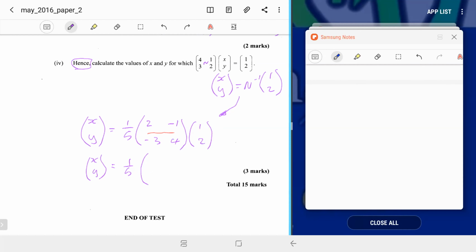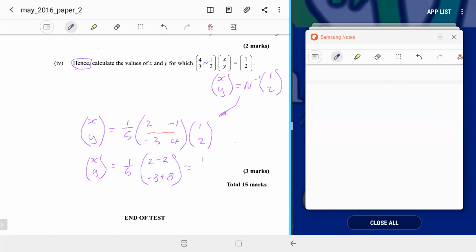So what do we get? 2 times 1 is 2 and minus 1 times 2 is minus 2. Then the second value going here is this row times this column: minus 3 times 1 and 4 times 2. First element by first element, second element by second element. Always first element by first element, second element by second element. Minus 3 times 1 is minus 3 and 4 times 2 is 8.